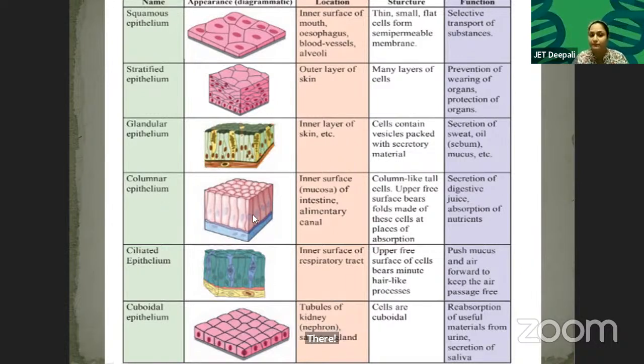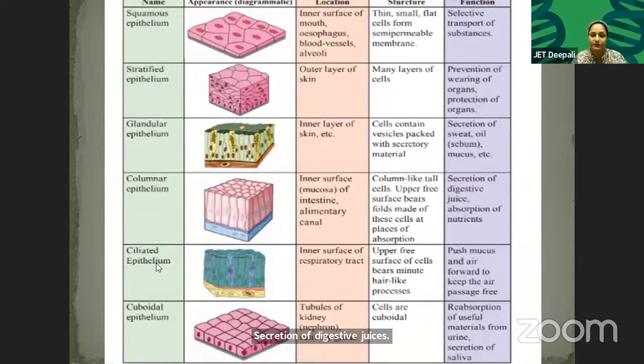Columnar epithelium. Column-like structure. See here, this is the basement membrane. Where is it present? Inner surface, mucosa of intestine and alimentary canal. Tall column-like cells, whose upper free surface bears folds made of these cells, places of absorption. These folds increase the absorption area of the intestine. Function: secretion of digestive juices and absorption of nutrients.